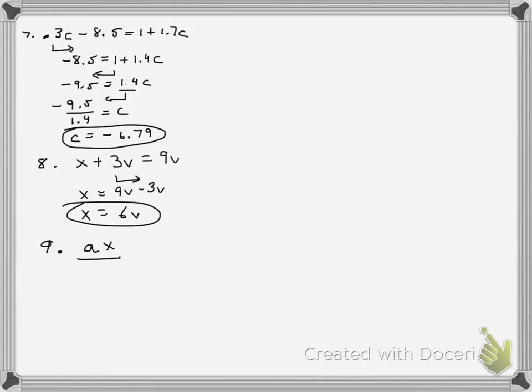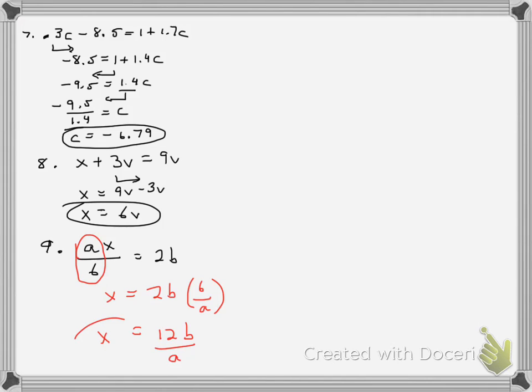ax over 6 equals 2b. If I look at everything on the left side except for my x, I've got a over 6. So I'm going to multiply by the reciprocal, 2b times 6 over a. 2 times 6 is 12, and then don't forget you've got a b and an a. So you're making some mistakes by ignoring those variables there.